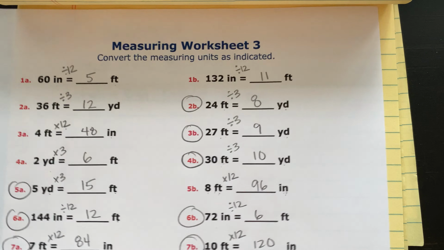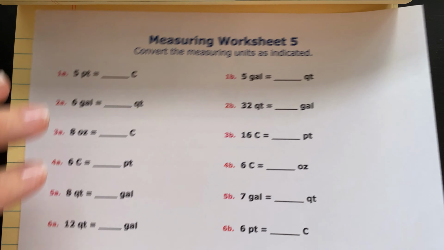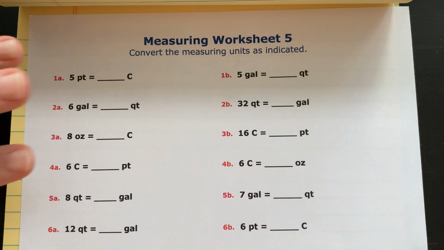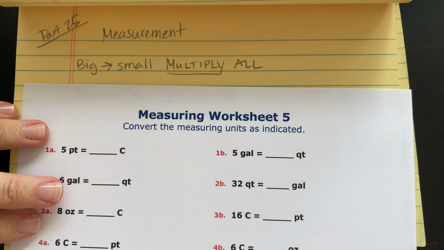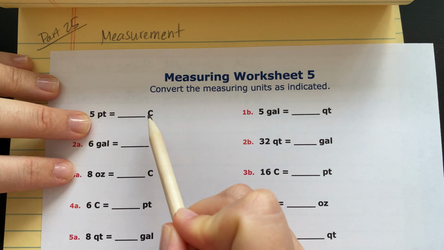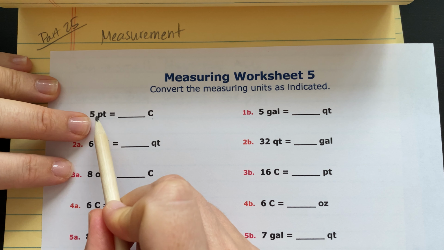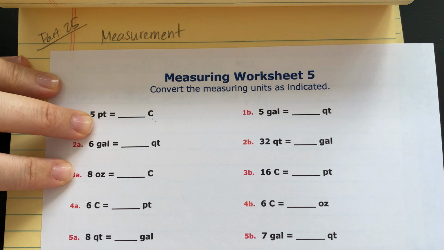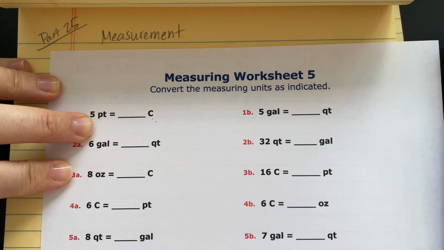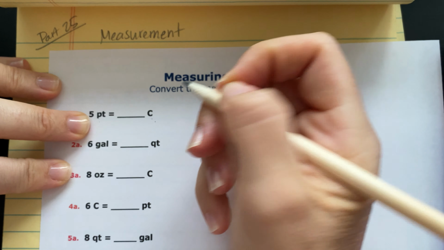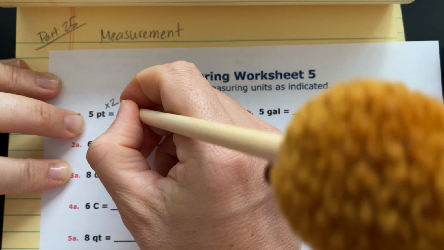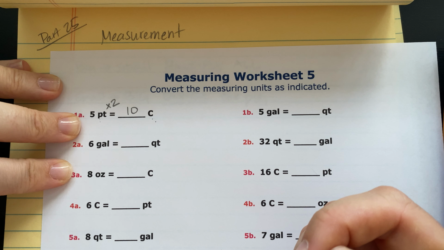So this is all measurement. Let's do some with our gallons, pints, quarts, cups. Okay, it's the same rules. Big to small, multiply all, small to big, divide the pig. So in this case, we're going pints to cups. So we are going big to small. Now, if you remember in your gallon house, how many cups are in 1 pint? That is 2. So you would be multiplying by 2. So 5 times 2, that would be 10 cups.